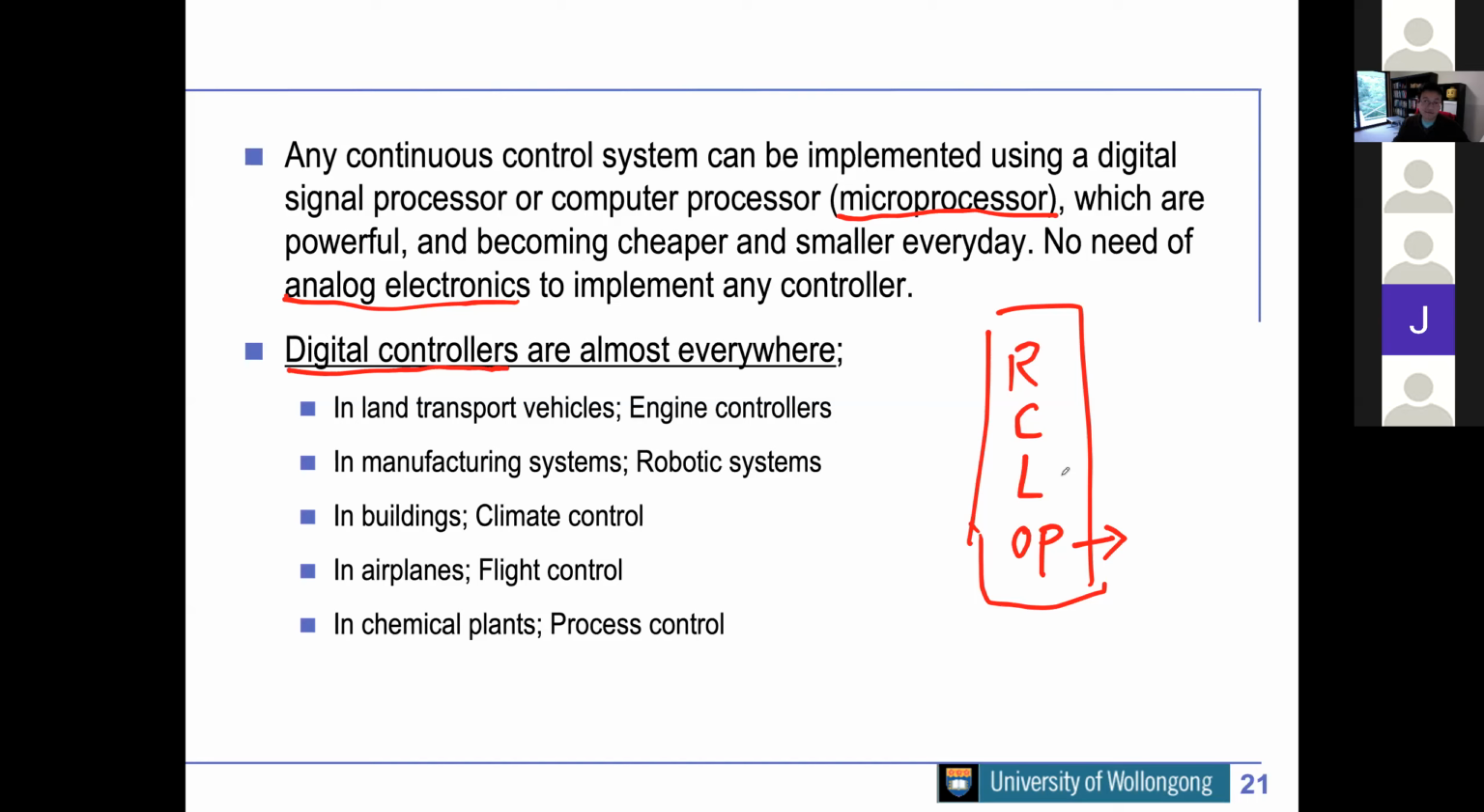Okay, so here are a few examples. Pretty much everything is digital control nowadays. Only very old machines, which you haven't touched in the last 30 years, still have some analog circuit control.